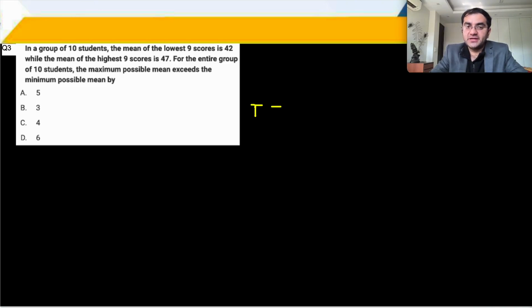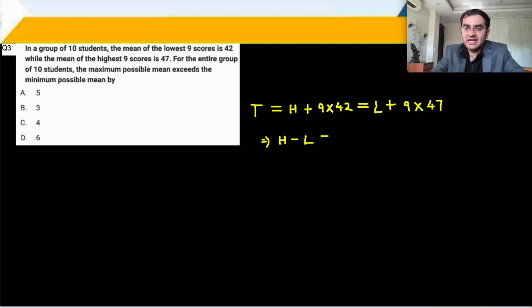Say if I write down the total score T, the highest score, if I take it as h, then the remaining scores will be 9 into 42, because the mean of the lowest 9 scores is 42, and of course it is not mentioned if all the scores are distinct. While the mean of the highest 9 scores is 47, so if I take the lowest score as L, then the total of the highest 9 scores becomes 9 into 47. If you subtract this, you get h minus L is equal to 47 minus 42, that is 5 into 9, 45.